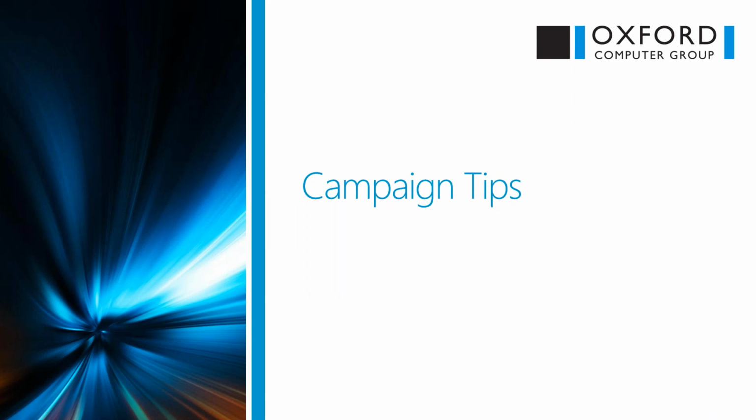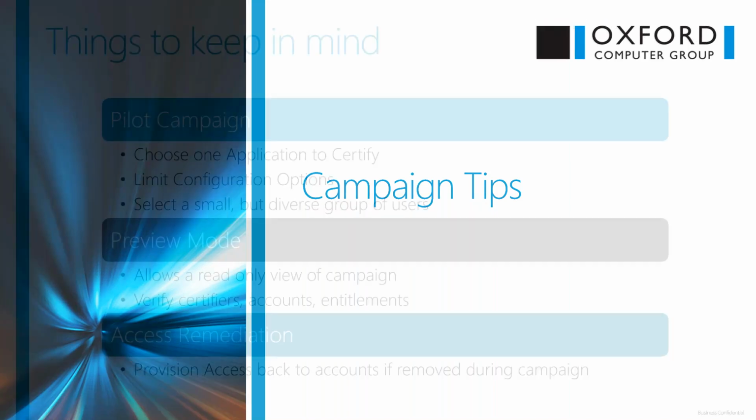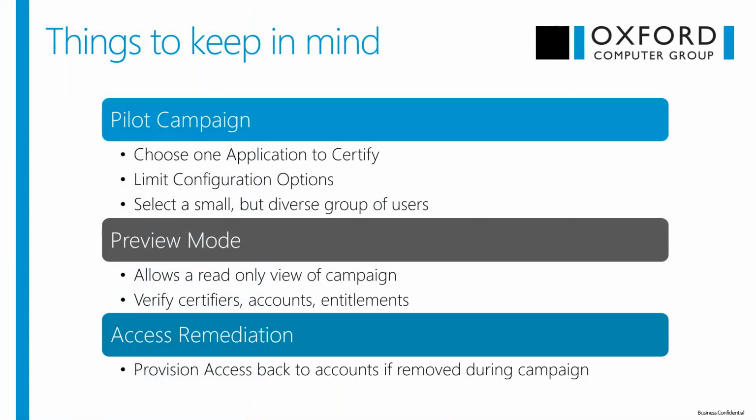All right, so we talked about campaign tips. So I came up with a couple things here to keep in mind. So when you do create a campaign, there's so many options. We've gathered all this information. How do we know if we run this large campaign, you've got thousands of users in your user base sometimes, and maybe hundreds of certifiers, how do you know it's going to work?